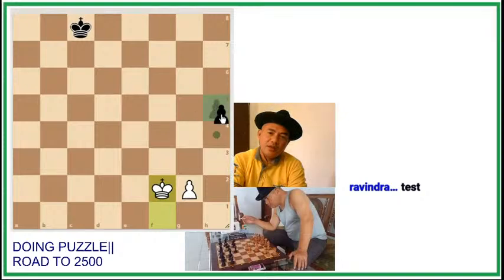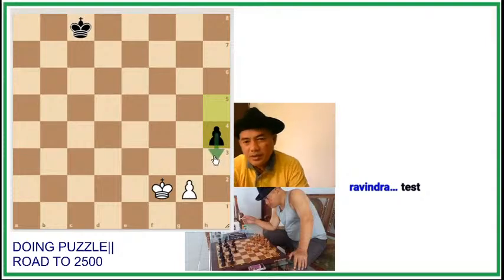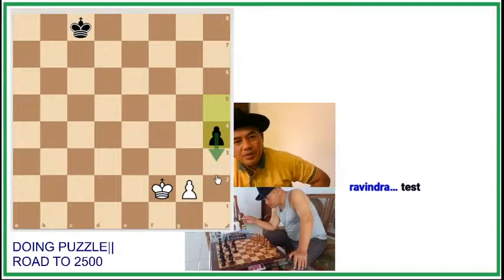So black's best move is to go here. The idea behind this move is to try to sacrifice this pawn. By sacrificing this pawn, after white takes the pawn, the key square will be on this square.